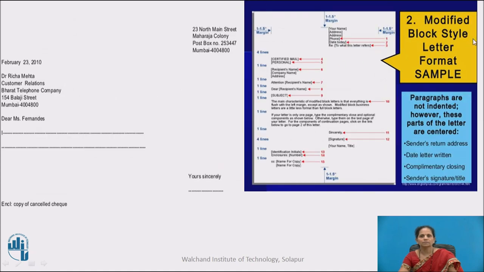This is a modified block style letter format sample. In this format, the sender's address and the signature line are on the right side. Whatever the other part is, it is flushed on the left margin. Paragraphs are not indented. However, these parts of the letter are centered: the sender's return address, date line, complimentary closing and sender's signature, title. So this is a modified block style letter format.